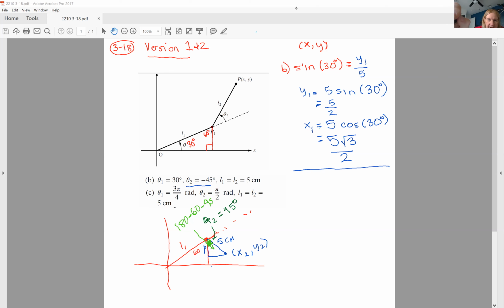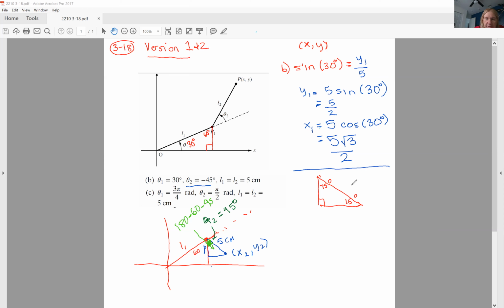And I'm going to now make a triangle outside. I'm going to take that triangle and I'm going to put it right here. And there's my right triangle. So 180 minus 60 is 120, 120 minus 45 is 75 degrees. So this angle here is 75 degrees. This is a right triangle. This is 15 degrees. And now I can find my X and Y.